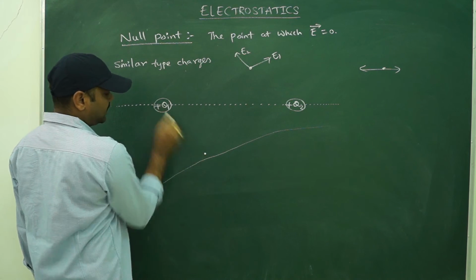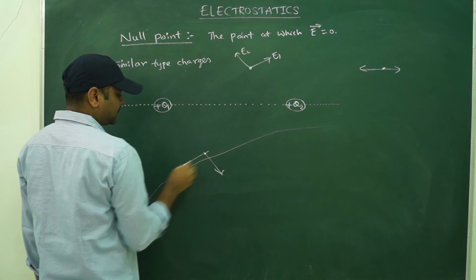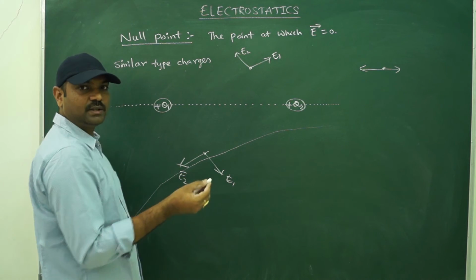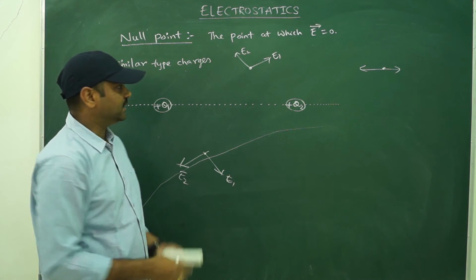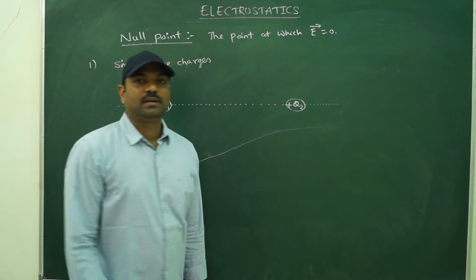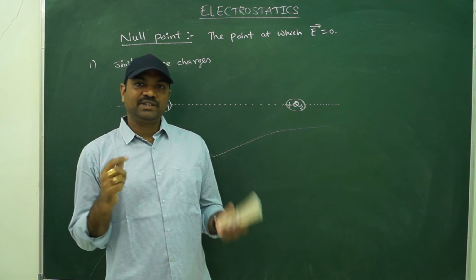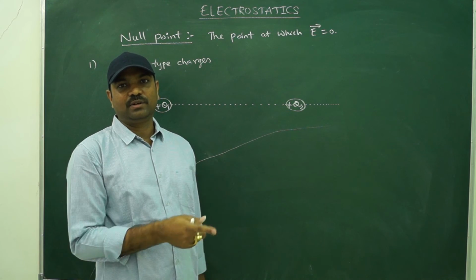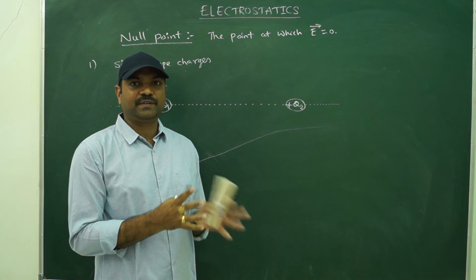If you take any point, because of plus q1 the field is away, and because of plus q2 also away. So E1 and E2 fields are not opposite to each other, so you don't get any null point. So we have only one choice, that is on the line joining. On the line joining only we will get a chance for a null point.